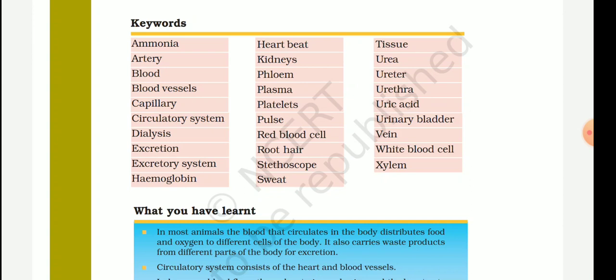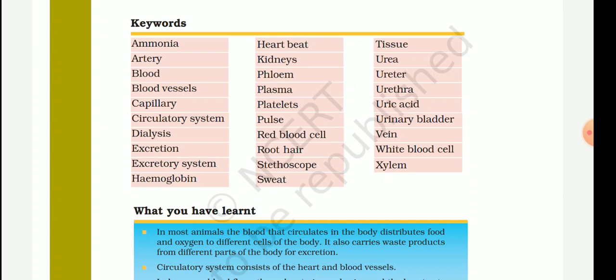Stethoscope is a device which helps us to listen to the sound of heartbeat by amplifying the sound. Sweat is also a kind which helps in excretion of different kinds of waste through the body. Tissue is a group of cells performing similar function or a common function. Urea is a waste that we human excrete with the help of water.